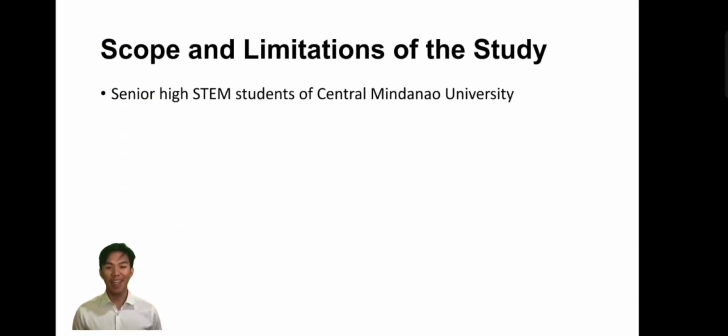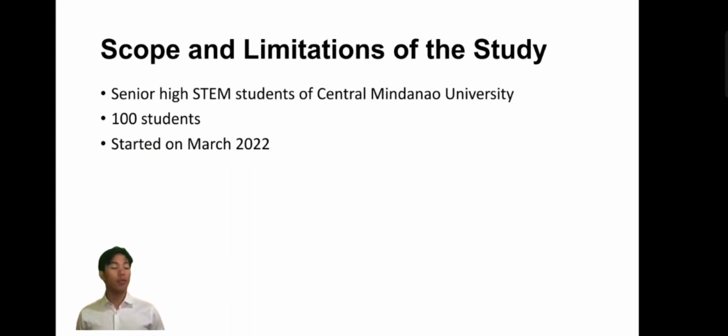Scope and limitation of the study. This study is limited only to the senior high students of Central Mindanao University, and the data will be collected through random sampling to 100 students. This study started in March 2022 and will end in May 2022. This study will determine the most used social media app and its impact to the academic and daily performance of the students.